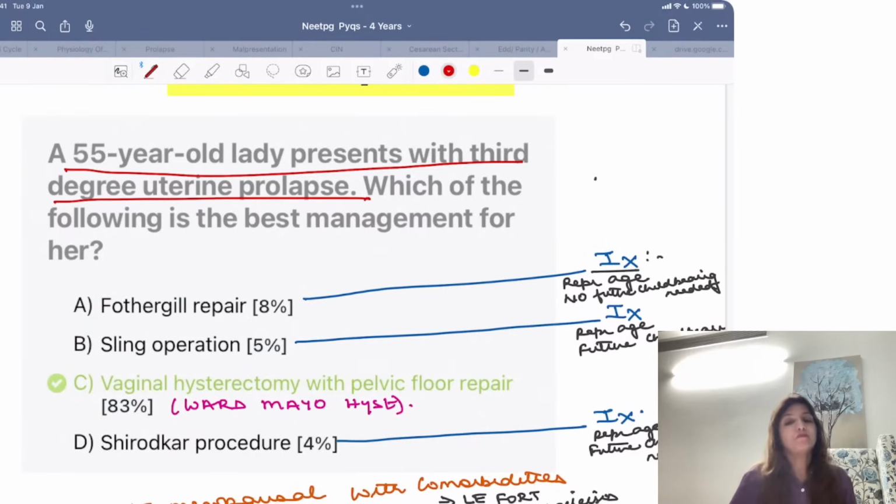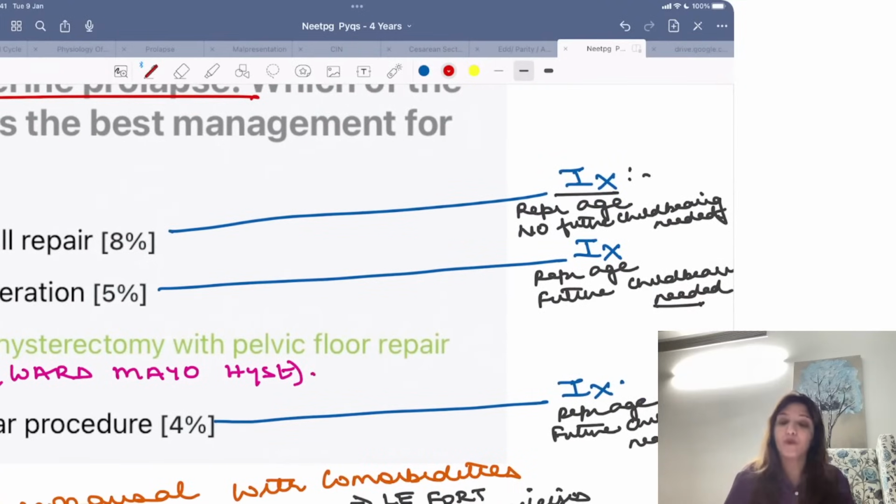Now, remember, best management in a female who's coming to you with prolapse, who has completed her family, 55 years means she's completed her family, is vaginal hysterectomy along with pelvic floor repair, which is called Ward-Mayo's hysterectomy, right? Fothergill's repair should be done in reproductive age females, and those females who do not want any future childbearing. So reproductive age female whose family is complete, you go for Fothergill's repair, right?